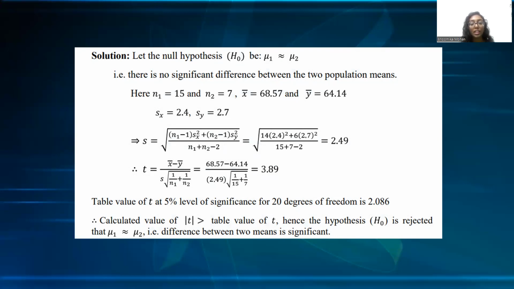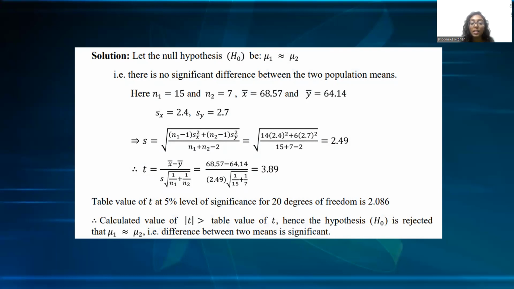Here, n1 equals 15 and n2 equals 7, x bar equals 68.57 and y bar equals 64.14. Also, sx equals 2.4 and sy equals 2.7. Let's calculate s now. s equals root of [(n1 minus 1) sx square plus (n2 minus 1) into sy square] by (n1 plus n2 minus 2), which is equal to root of [14 into 2.4 whole square plus 6 into 2.7 whole square] by (15 plus 7 minus 2), which is equal to 2.49.